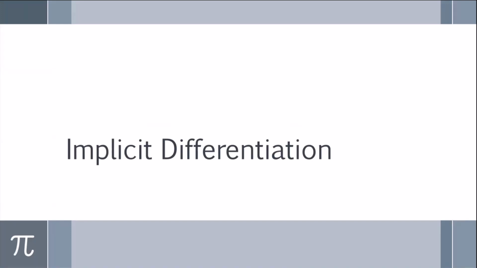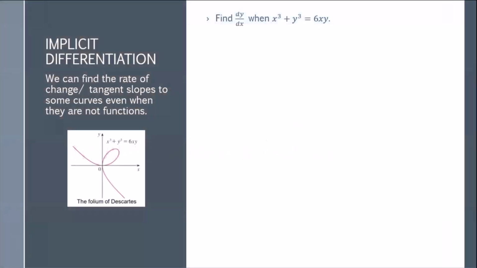Implicit differentiation. We can find the rate of change or the tangent line slope to curves when they're not functions. For example, the curve x cubed plus y cubed equals 6xy. We can find the tangent lines to that at a lot of different places.